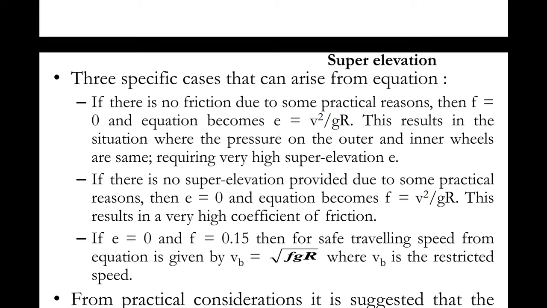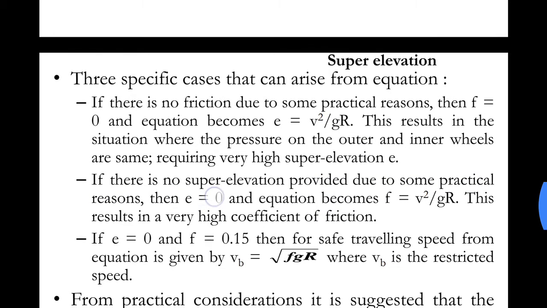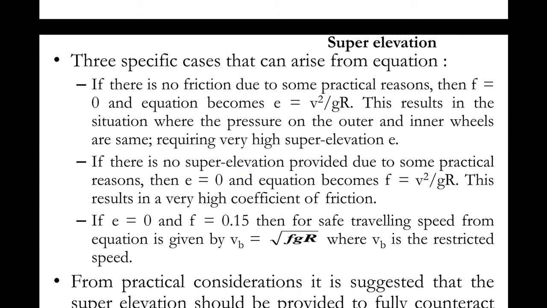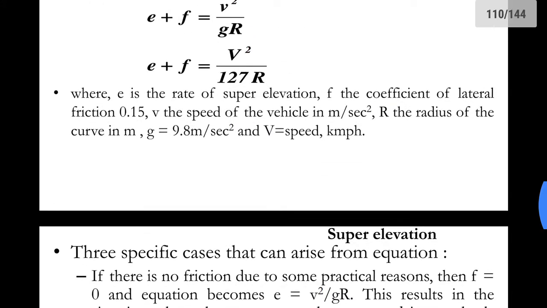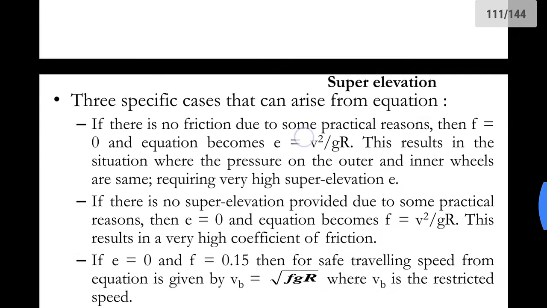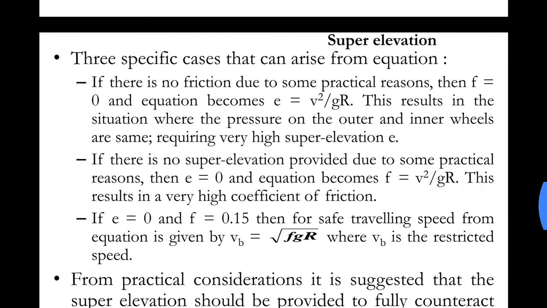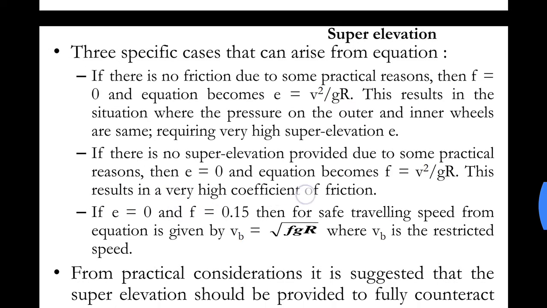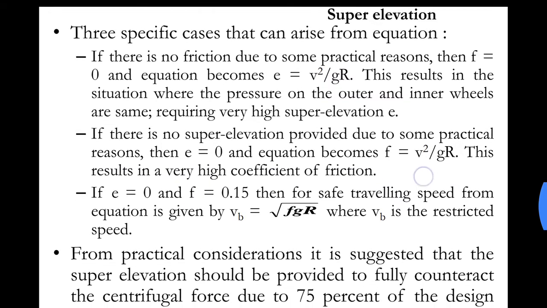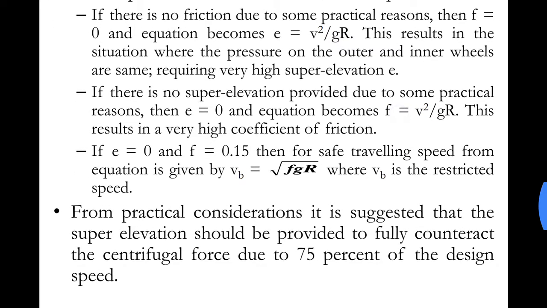Second condition, if there is no super elevation provided due to some practical reasons, that is E equal to 0, then in this formula F is equal to V square by GR. Then the equation becomes F is equal to V square by GR. This results in a very high coefficient of friction. In this case there would be maximum coefficient of friction that we need to provide on the road surface.